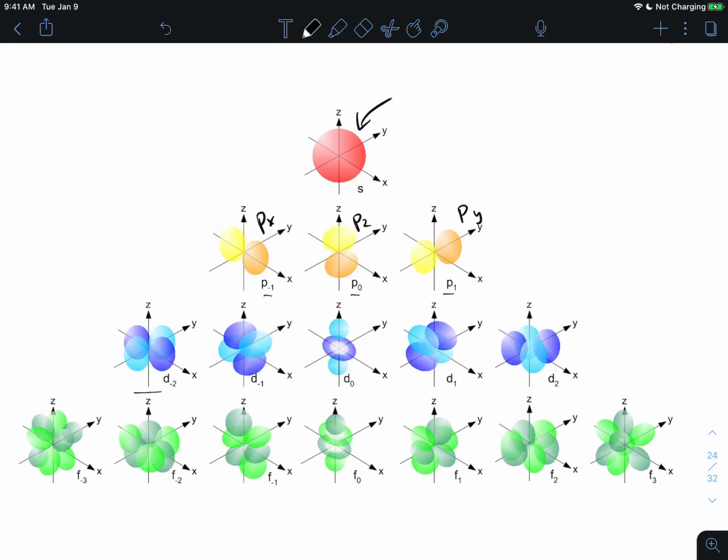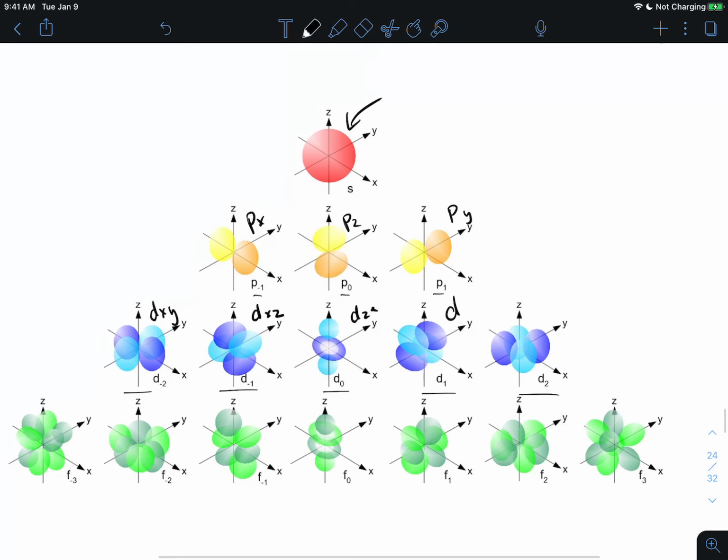Then we have our 5 orientations for d, where we have dxy, then dxz, then dz squared, dyz, and then lastly dx squared minus y squared.